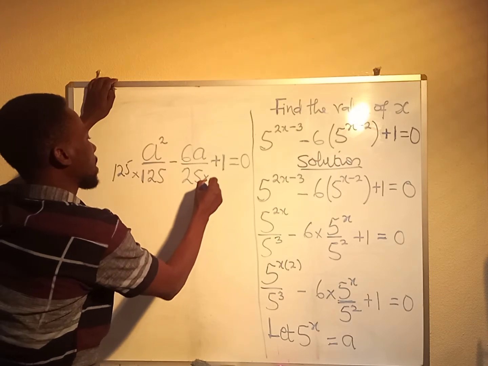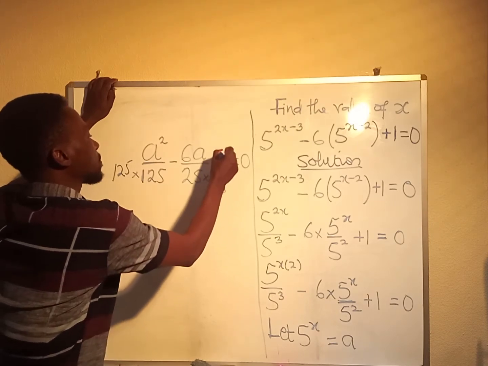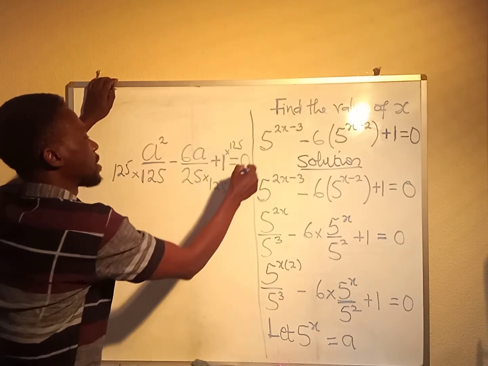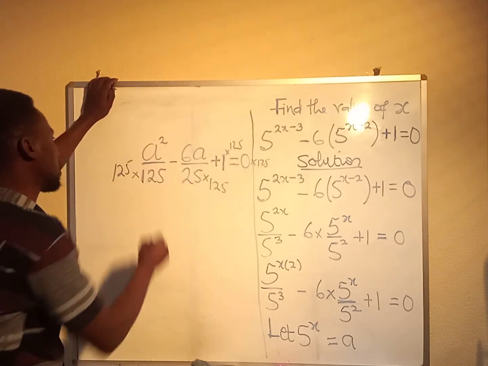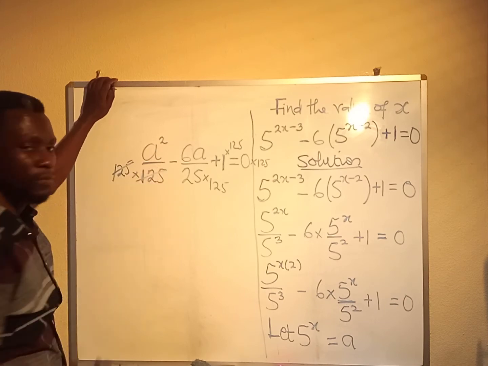We multiply here by 125. We multiply here by 125. And we multiply here too by 125. And that will obviously give us 0. So 125 into 125 is 1.